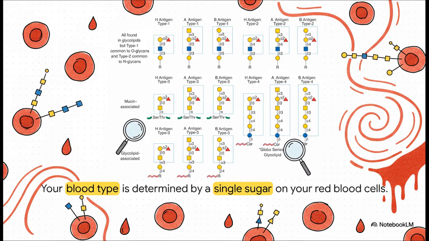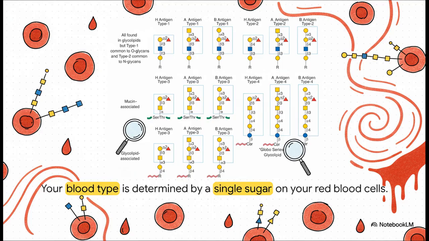Let's start with a perfect example you carry around with you every single day: your blood type. The crucial difference between type A, B, and O blood, it's not in the protein itself. It's just the final sugar that gets added to the end of a glycan chain on your red blood cells. And that one tiny sugar difference is literally a matter of life and death when it comes to blood transfusions.